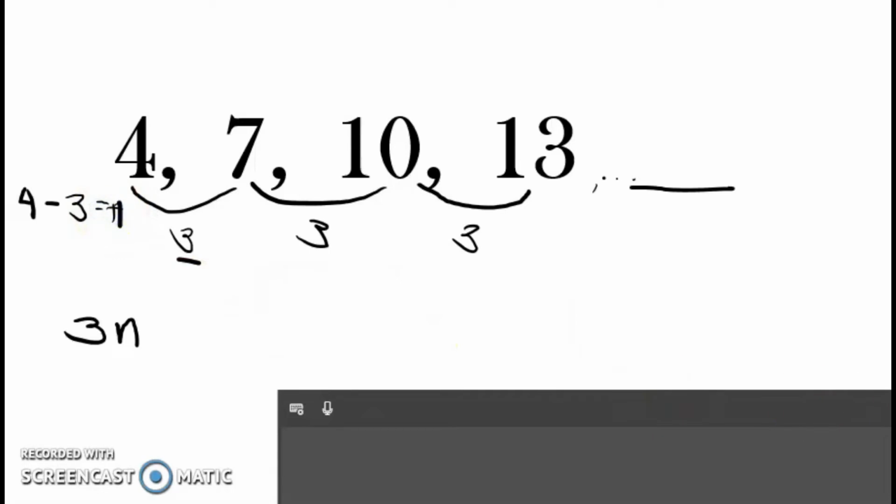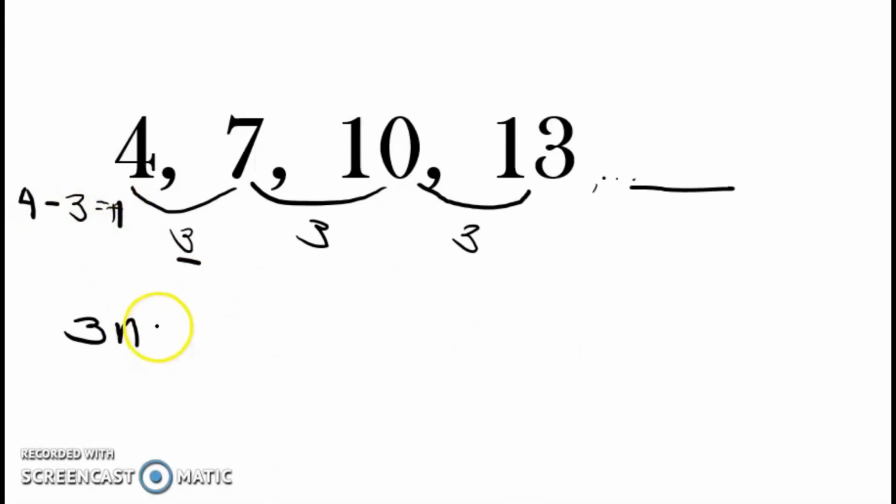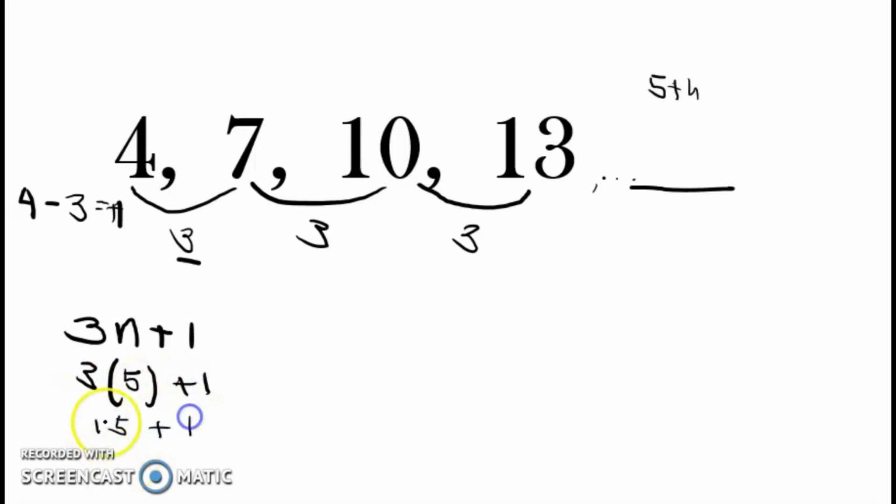Since that is positive 1, ang formula natin is 3n plus 1. Now let's try to solve for the fifth term. Replace lang natin yung letter n ng 5. So 3 times 5, which is the fifth term, plus 1. So 3 times 5 is 15 plus 1. So the fifth term is 16.